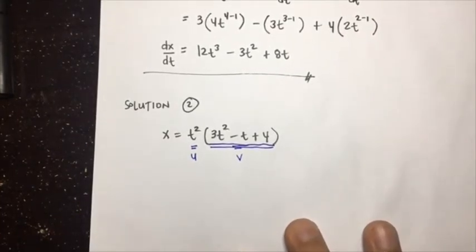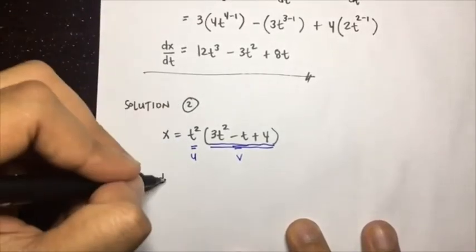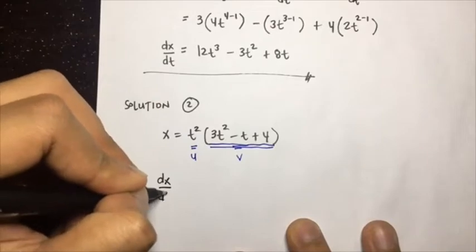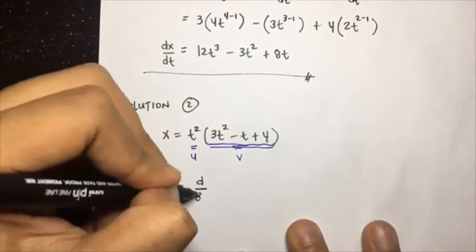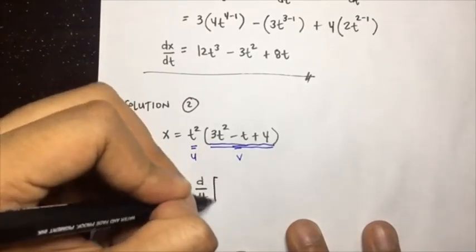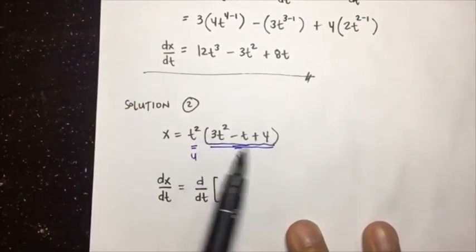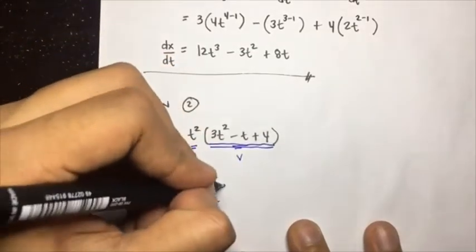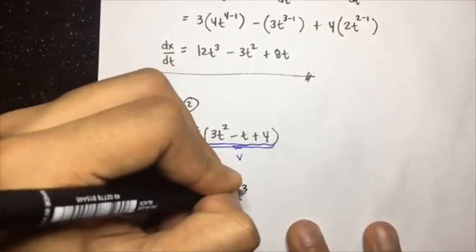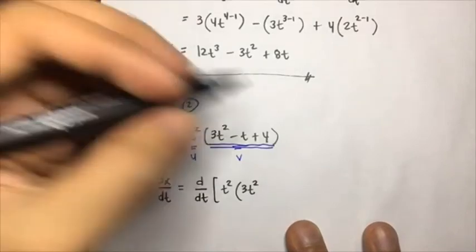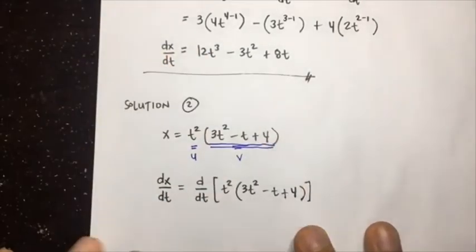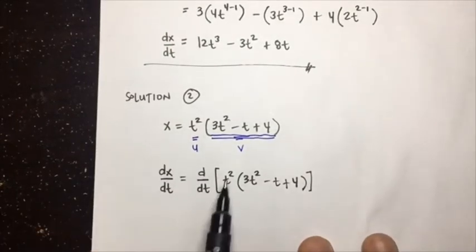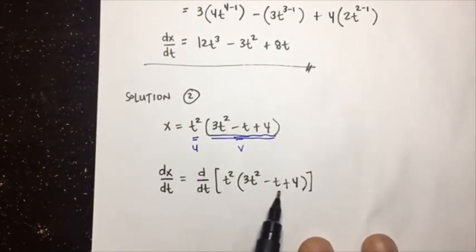So in the product rule, the derivative of x with respect to t is equal to the derivative with respect to t of, so let's use the bracket since we know that we have parentheses inside. So t squared times (3t squared minus t plus 4). Okay, so again, this is our u and then this is our v.